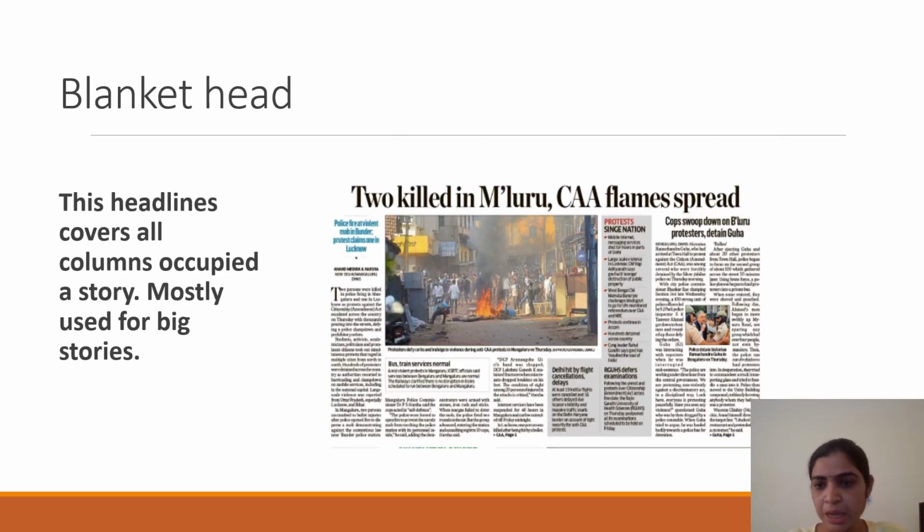The other one is the blanket head. A blanket head is generally the headline which covers all the columns occupied by a story. Generally we use 8 columns in a whole newspaper. Banner headline and blanket headline are two different headlines, but people generally get confused between them, though there is a slight difference between the two. Blanket headline covers the whole width of the newspaper, the 8 columns of the newspaper or the whole news. It is mostly used for big stories.